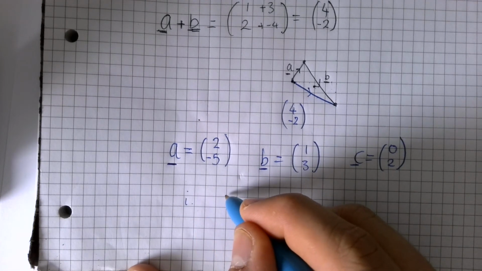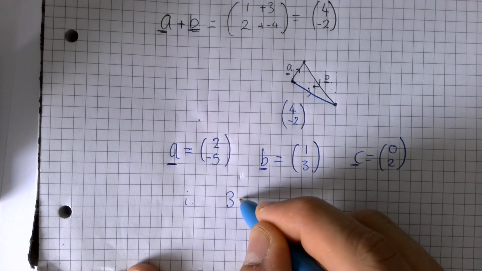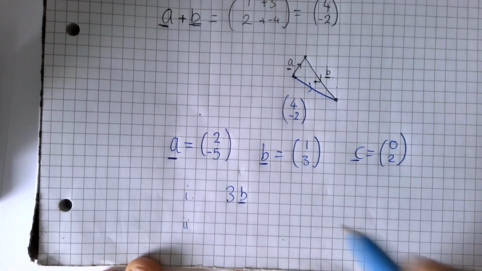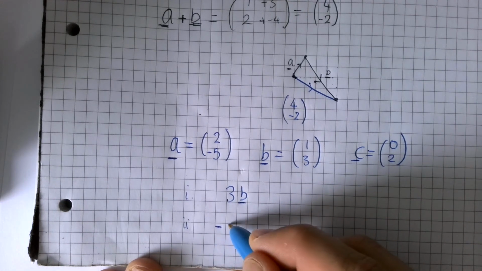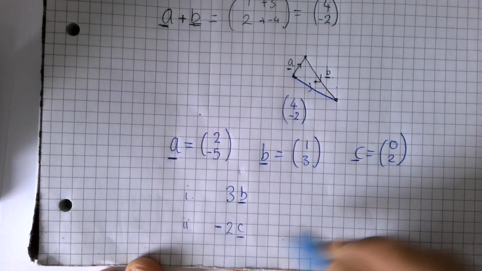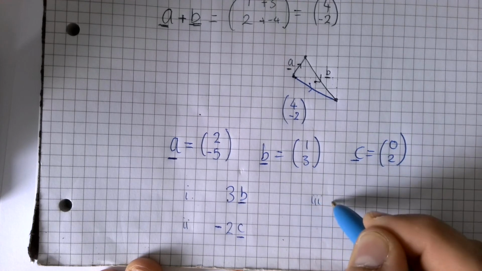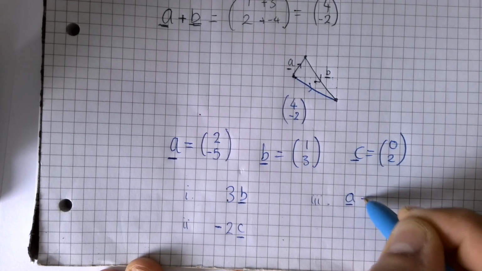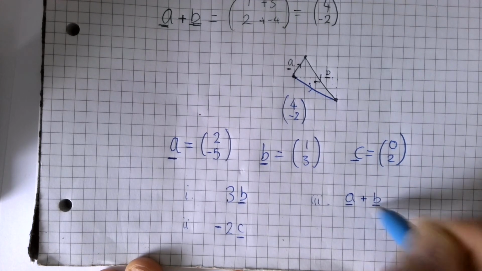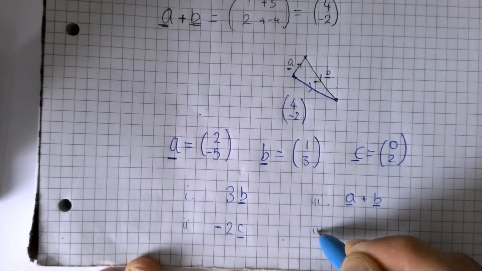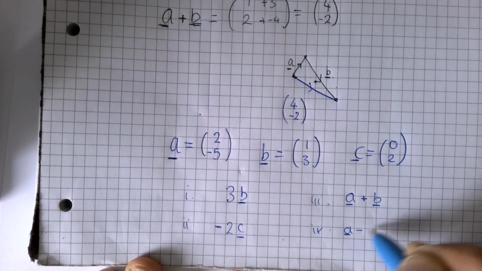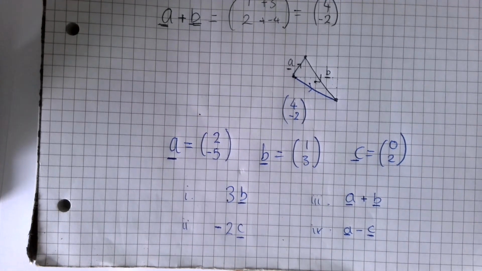Question 1, I'd like you to calculate 3 lots of vector B. Question 2, I'd like you to work out negative 2 lots of vector C. Question 3, let's go for vector A plus vector B, and then part 4, let's go for vector A take away C. Maybe pause the video now and I'll give you the answers in a moment.